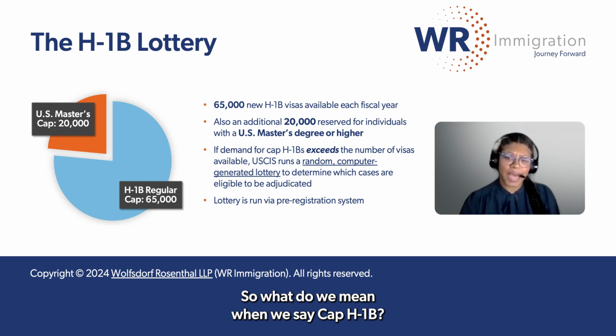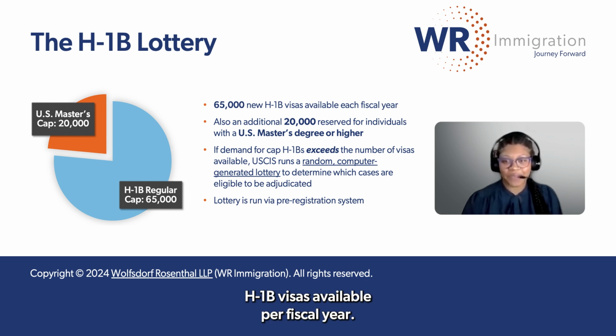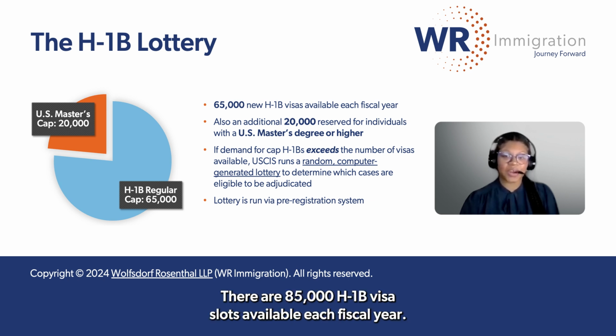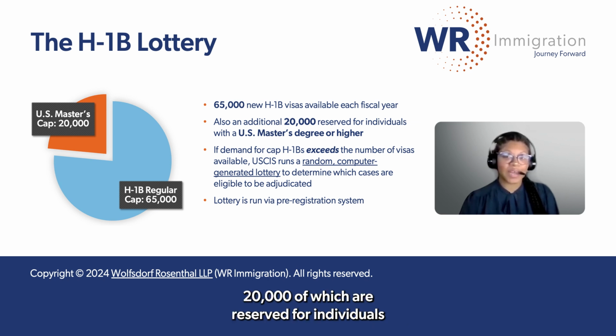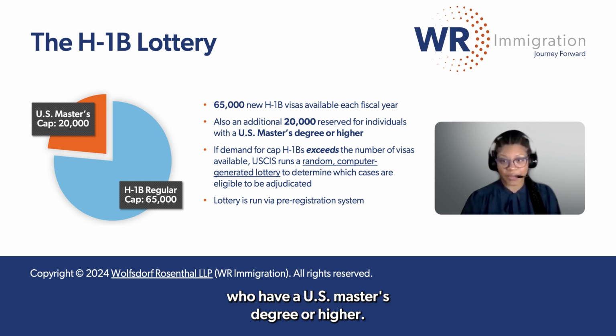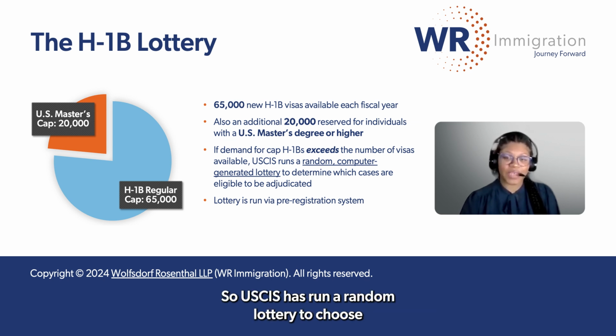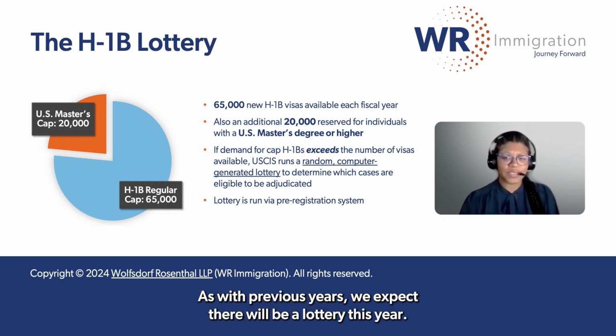So what do we mean when we say cap H-1B? There's a numeric cap on the number of new H-1B visas available per fiscal year. This number is set by Congress. There are 85,000 H-1B visa slots available each fiscal year, 20,000 of which are reserved for individuals who have a U.S. master's degree or higher. In recent years, demand has exceeded the number of new H-1B visa slots, so USCIS has run a random lottery to choose which cases are eligible for adjudication. As with previous years, we expect there will be a lottery this year.